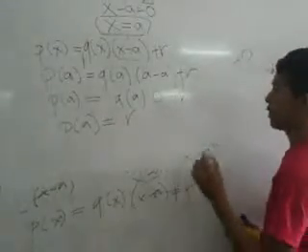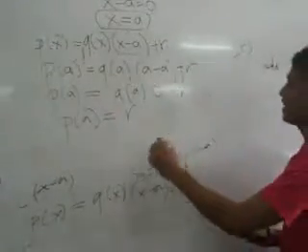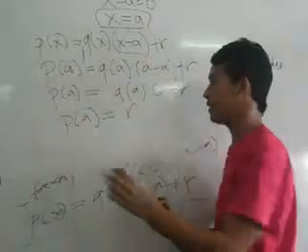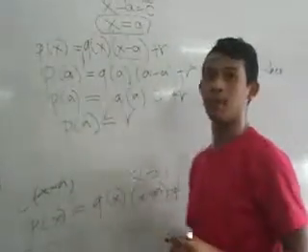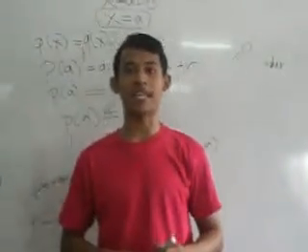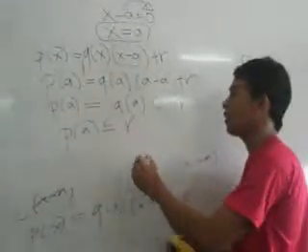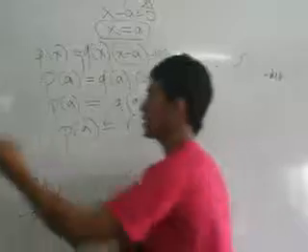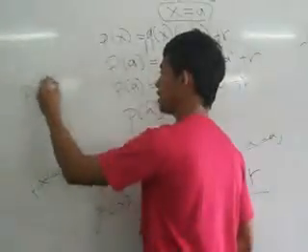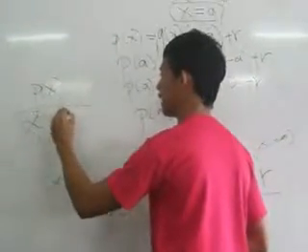So now, we just proved that P of a is equal to the remainder. The remainder theorem says that P of a is equal to the remainder when P of x is divided by x minus a.